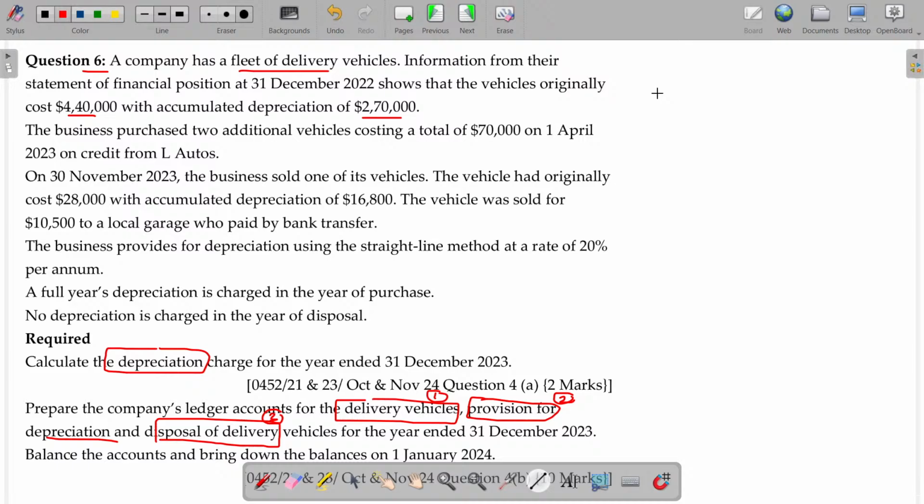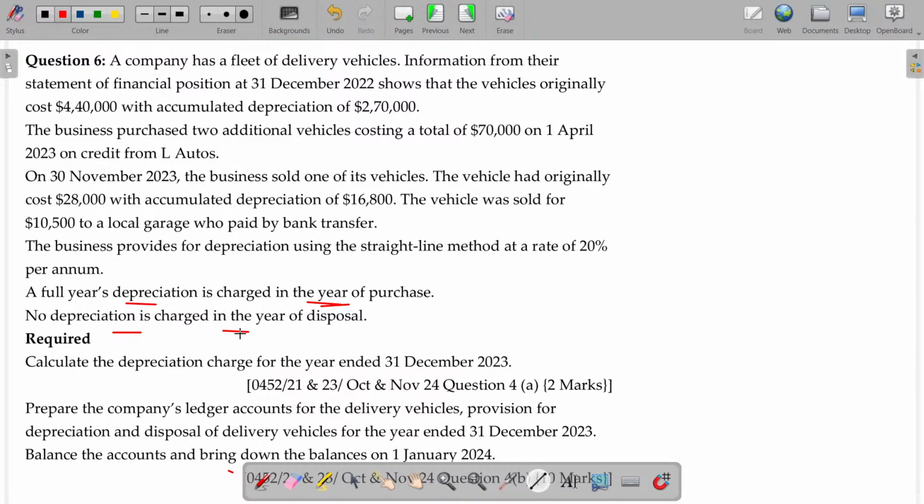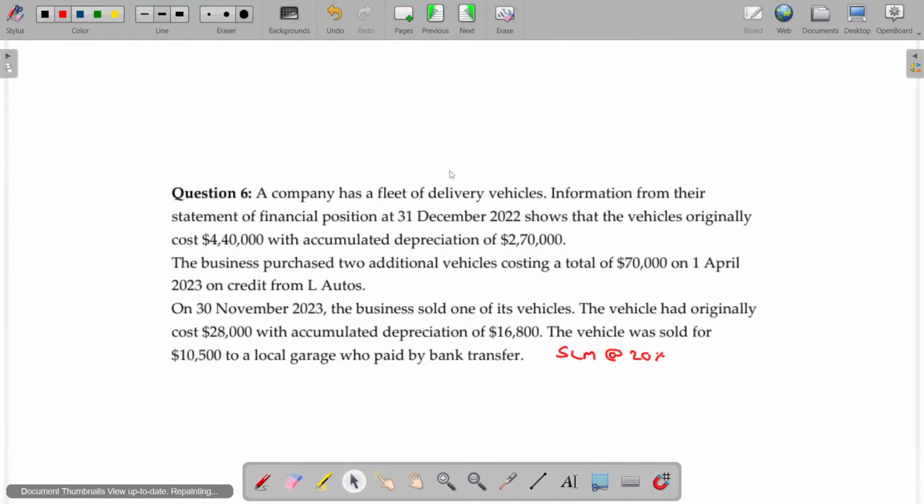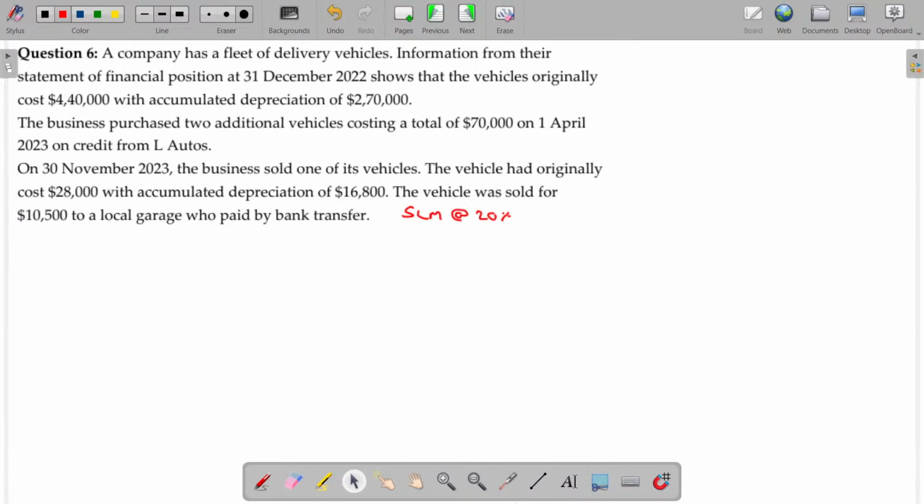We'll again open the formats here. Full year's depreciation charge in the year of purchase, no depreciation charge in the year of disposal. In the year of disposal, you need not charge any depreciation. The business provides depreciation using the SLM method, straight line method, at 20%. I want only these items up to the first block. The rest will be only requirement. So I keep this on the next page for solving the illustration.